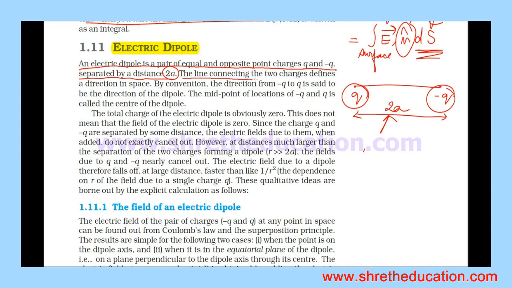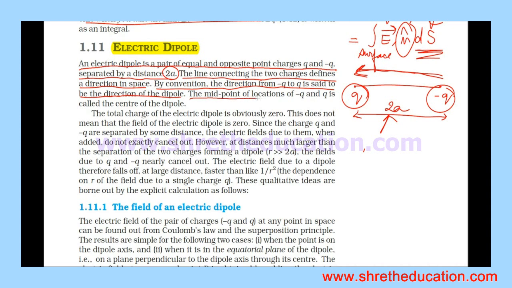And the line connecting the two charges defines a direction in space. By convention, the direction from minus q to q is said to be in the direction of the dipole. The direction of the dipole is from minus to plus.